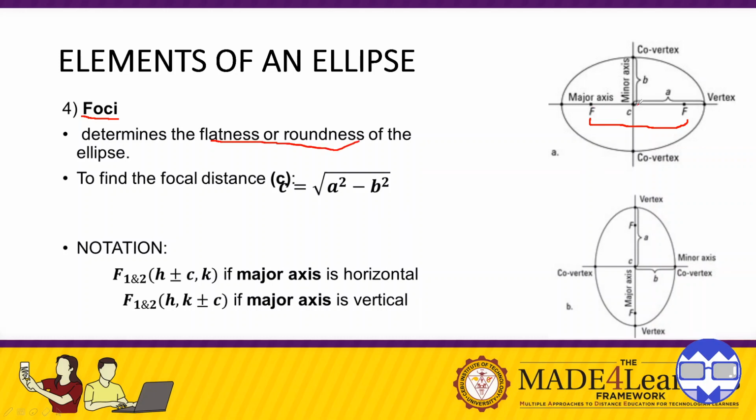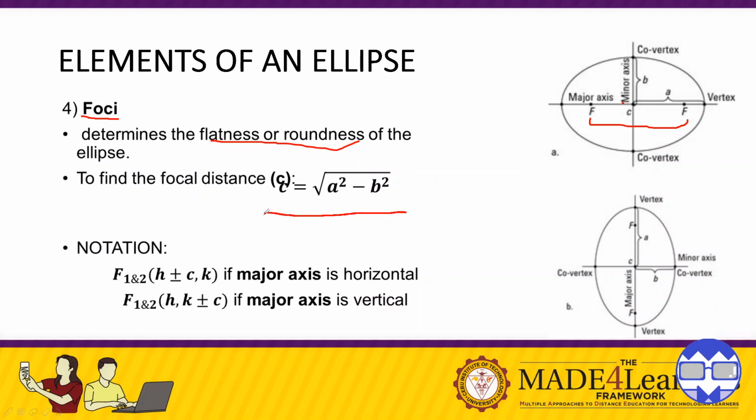The location of the focal points, or the foci, determines how flat or round the ellipse is. If it's very far, it means that the ellipse is very stretched or very flat. If it's very near to the center, for example, it's here, it becomes rounder. To find the focal distance, we simply use this formula.